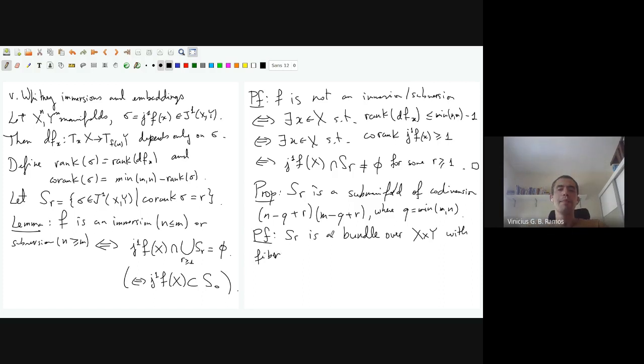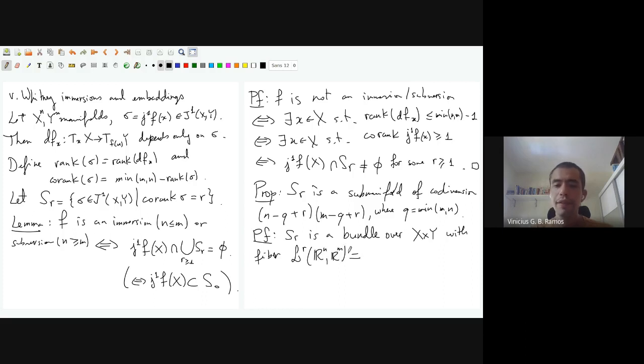So what's the fiber above it? Well, the fiber is going to be all the possibilities for the first derivative. It's like where this guy lives, but in the linear space. So this is going to be the set of matrices or linear transformations from Rn to Rm that have corank R. So the fiber is what I'm going to call LR from Rn to Rm.